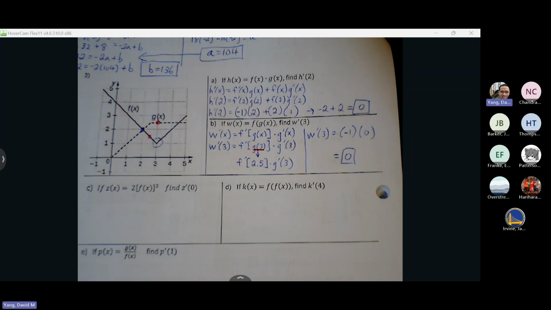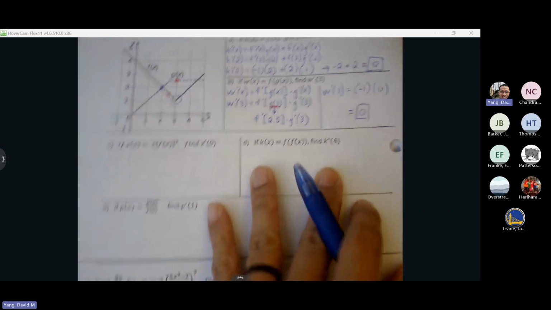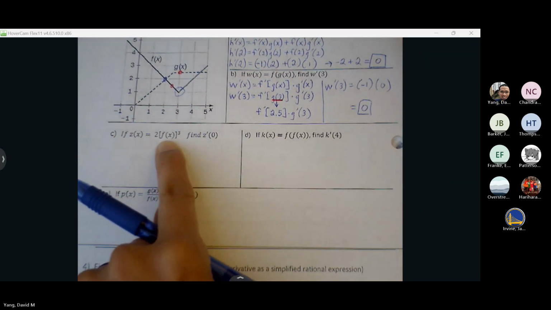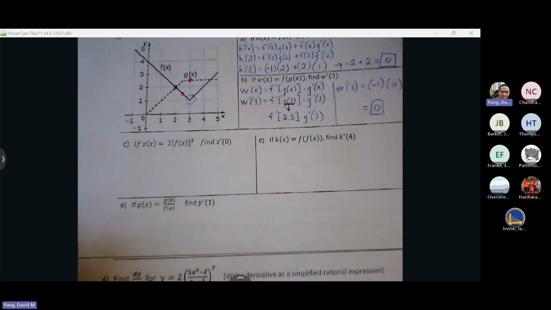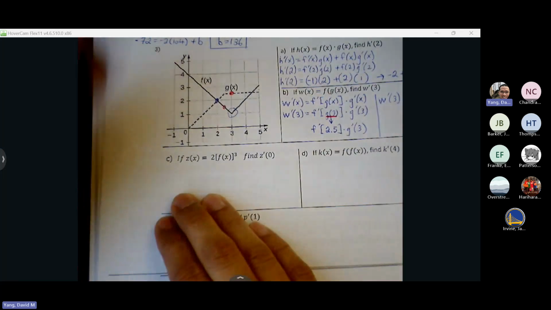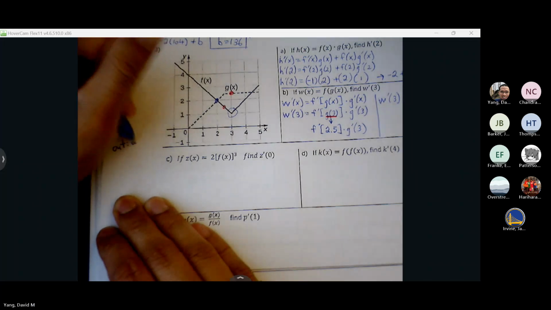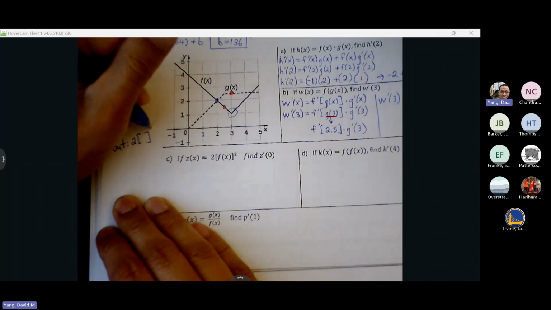Okay, part C. Z of x equals 2 times f of x quantity cubed. Hopefully we see that. Let's see. What do we need to apply here? Chain rule. Yeah, there's an outside inside portion, but there's a mix here. The outside and inside are not both in function notation, but we still can just apply the appropriate chain rule for each part.